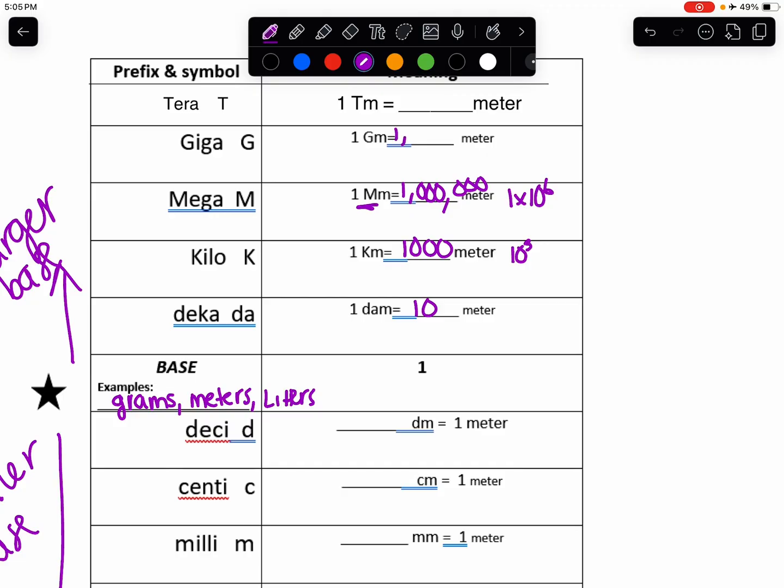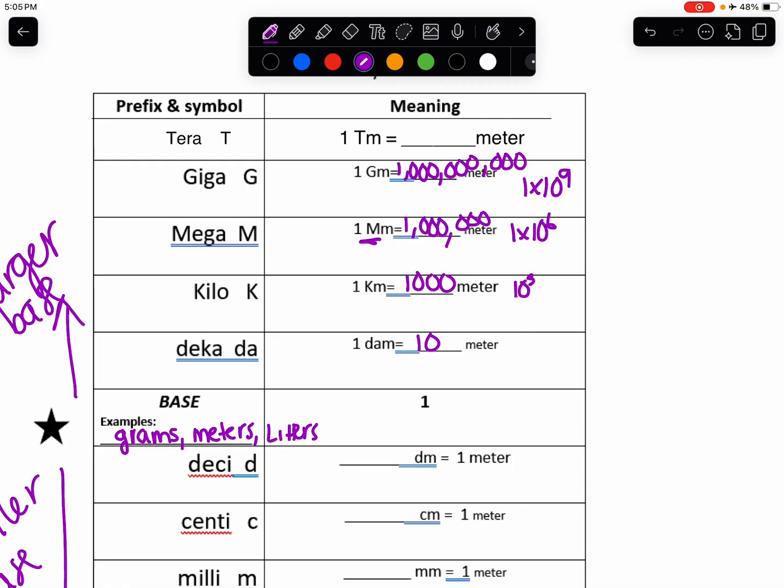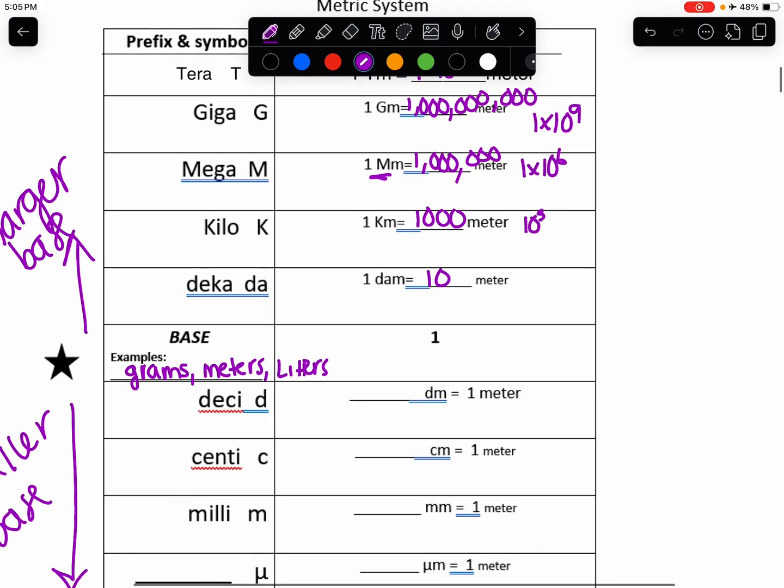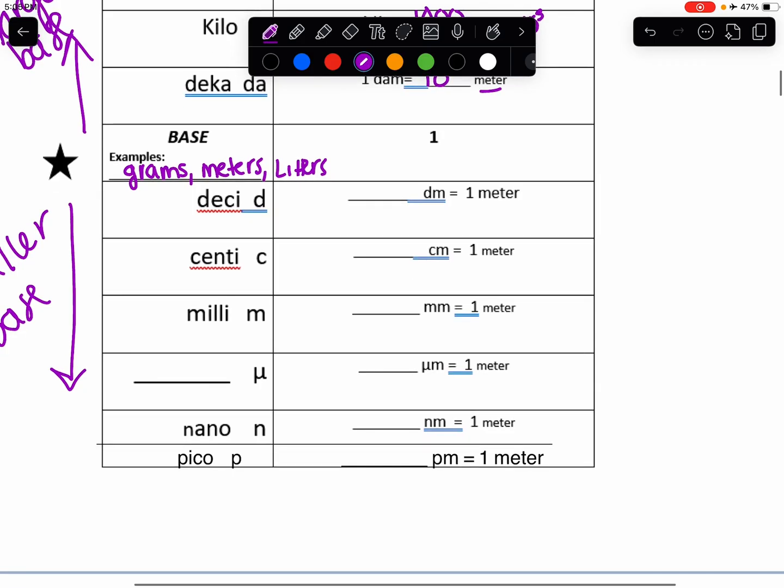And then giga has 1 billion meters in it. And I do believe it's easier to write 1 times 10 to the 9th. And then we have tera, which is 1 times 10 to the 12th. Save ourselves some time there with the zeros. Okay. And again, this meter word could be replaced with gram or liters or seconds as well.